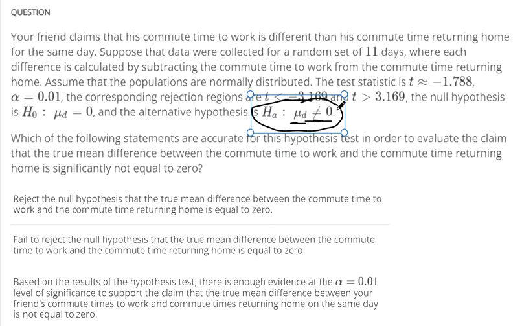Meaning that the commute time to work and commute time home, that if you subtract those two times is not equal to 0. They're not the same thing. There's some sort of difference. So anytime you see that language where it says that they're not equal to each other, or they're different from each other, you need that symbol for the alternative. That's what they're trying to test.